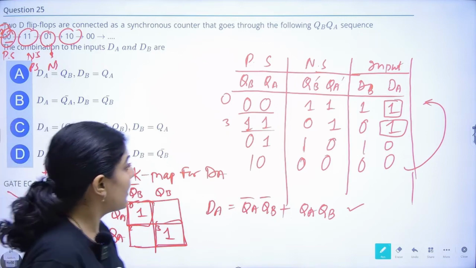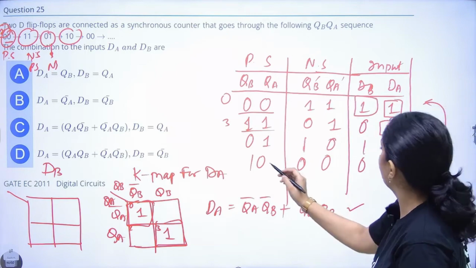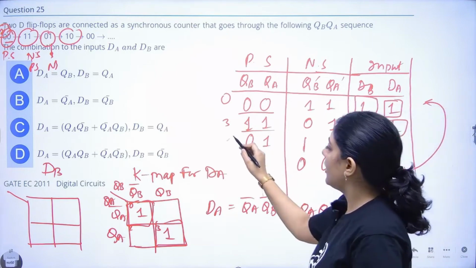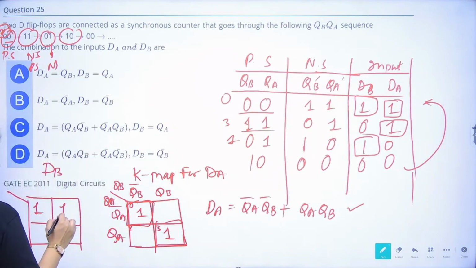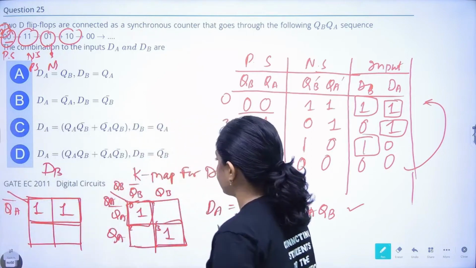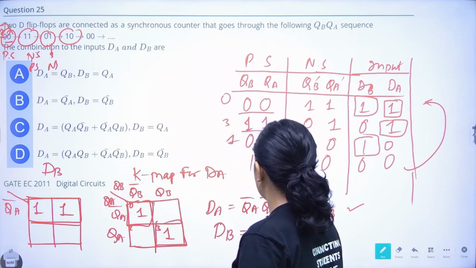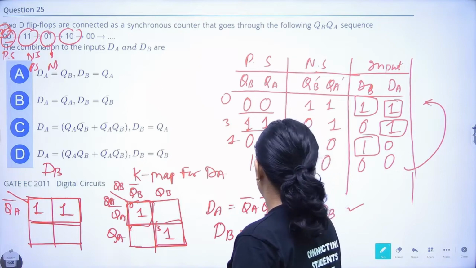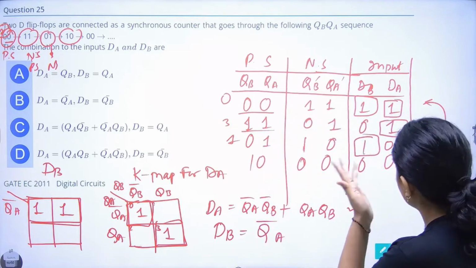Same values are there. I'm just making it for DB. So DB is 1 for 0 and again 1 for 1. So 1 and 1. So this is what? QA bar. DB is equal to QA bar. Which option satisfies it?